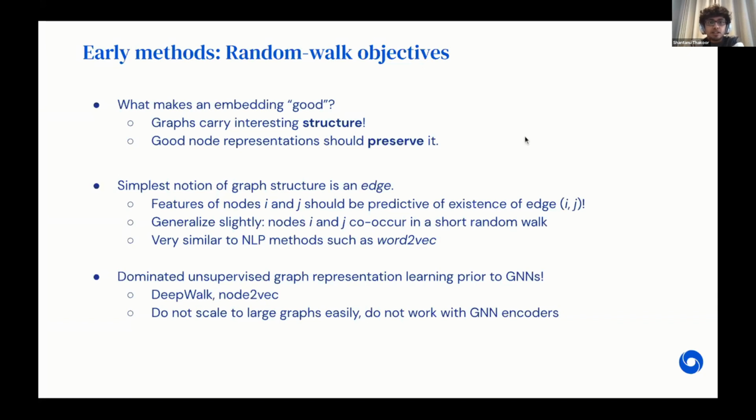These early methods, which worked on random walk objectives, are a slight generalization of this, where instead of looking at an edge occurring between two nodes, they look at whether these two nodes are close together in the graph somehow. That is, they co-occur in a short random walk. And these methods are very similar to those used in NLP, such as word2vec.